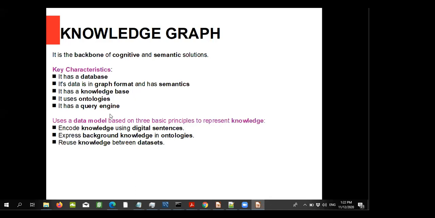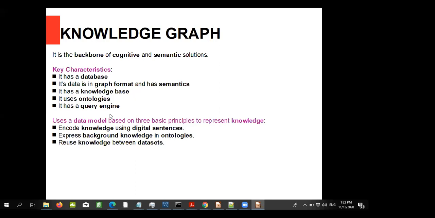It uses a data model to represent knowledge using three principles. One, it encodes knowledge using digital sentences. So all we need to encode knowledge is a digital sentence, that is, John is a boy. That's all, in that language. You can even use Igbo language. You can use Yoruba language. You can use Hausa language. You can use Edo language to code a knowledge graph. If you understand natural language processing, then you know what I'm talking about. You can use any natural language spoken by human beings to encode knowledge for machines to understand.